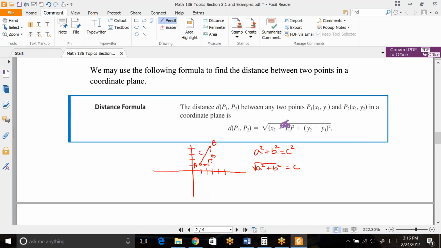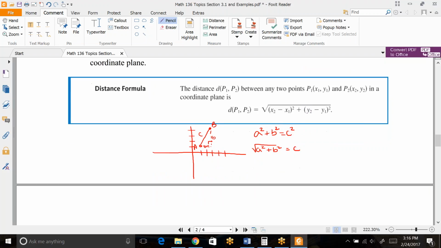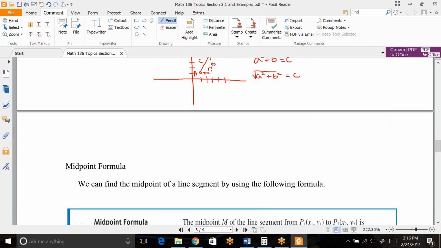So that's why we're subtracting our x's and then squaring it. Same thing for the y distance. You subtract the y's and then square them. So that's where this formula comes from. So it's subtraction inside the parentheses. Squared is like squaring the sides of the legs of the triangle, and the plus is adding those two pieces together. So that's the distance formula.